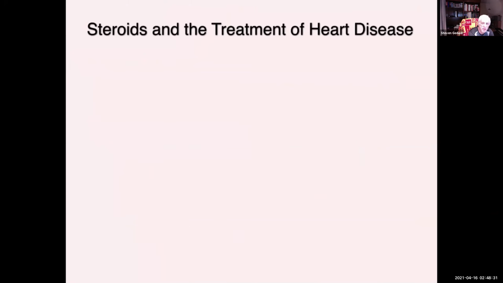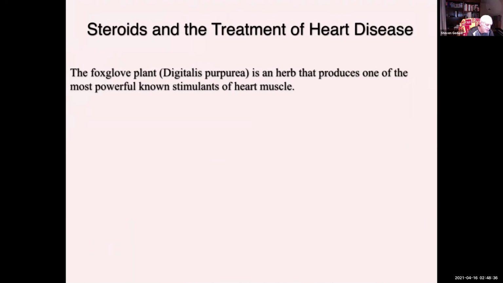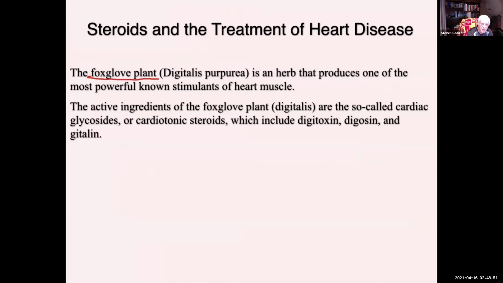Steroids and the treatment of heart disease. We use steroids to treat heart disease. The foxglove plant. Foxglove plant is Digitalis purpurea. It's a herb, produces one of the most powerful known stimulants of the heart muscle. So Digitalis is a stimulant of heart muscle, and it's found in nature, the foxglove plant. The active ingredients of the foxglove plant, digitalis, are the so-called cardiac glycosides or cardiotonic steroids. Includes digitoxin, digoxin, and gitalin.